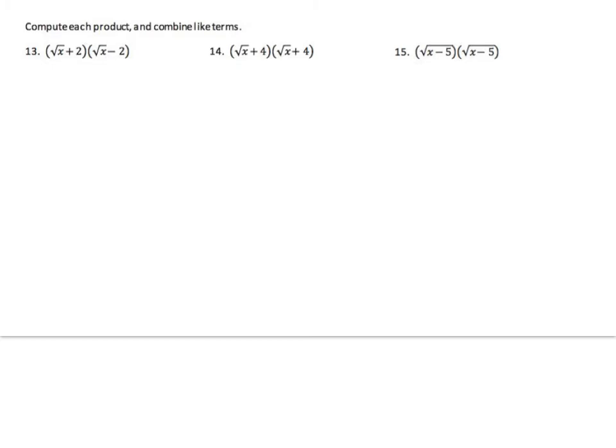Right, compute each product and combine like terms. We have to FOIL these. So let's go ahead and FOIL them. Square root of x times the square root of x is x. Then I get minus 2 square roots of x plus 2 square roots of x minus 4. These cancel out, and I'm left with x minus 4.